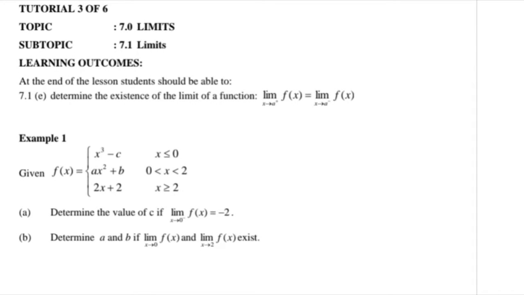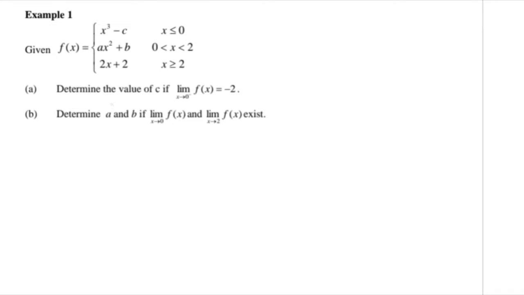Hi, in tutorial 3 of limits, we will look at more examples on the existence of limit of a function. The first question wants you to determine the value of c if the limit of f(x) equals negative 2 for x approaches 0 from the left side. Please do take note that for this question, the limit is only for x approaches 0 from the left side because there's a negative on top of 0.